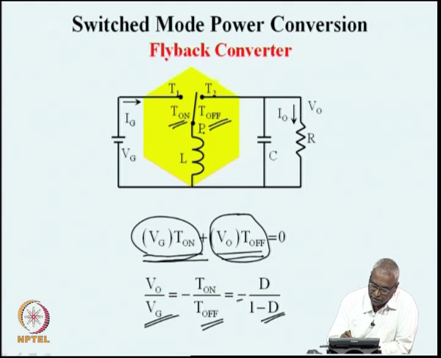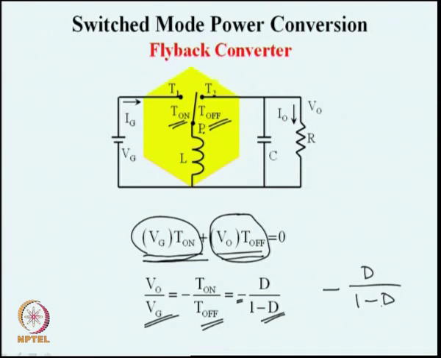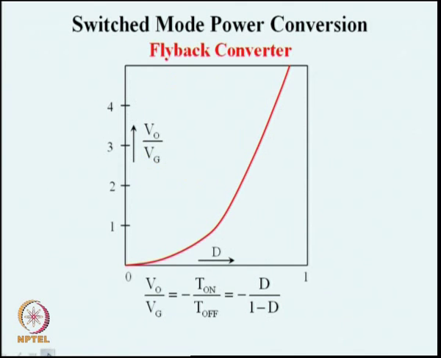The important point is there is a minus sign here. This is minus D by 1 minus D. What it signifies is that for a positive voltage Vg, the output voltage will be in the negative direction, which is V naught is negative. That is what this minus sign signifies. So, we apply this volt second balance and we find out that the output voltage is minus D divided by 1 minus D times input voltage.